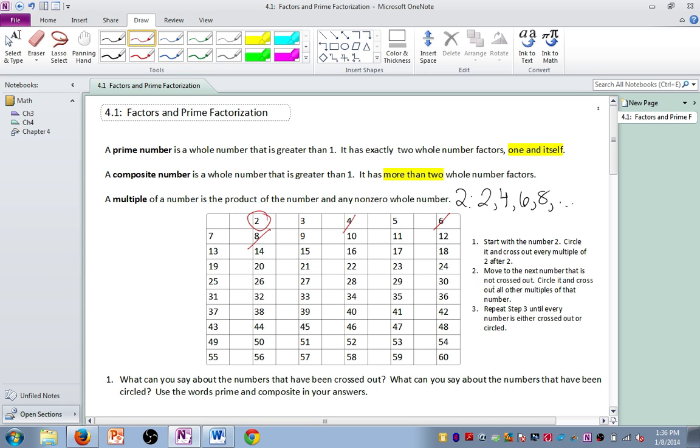When you're done with that, you're then going to move on to the next number that's not crossed out. And in this chart, it's going to be the number 3. You're then going to cross out the multiples of 3. Keep going, circling the next number and crossing out the rest of its multiples. When you're done with that, I would like for you to answer question number 1 here.